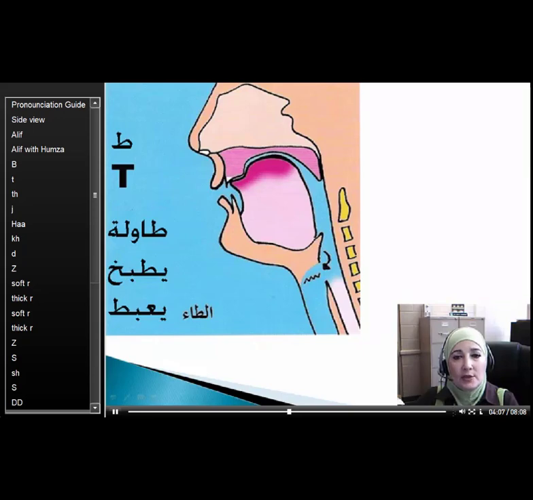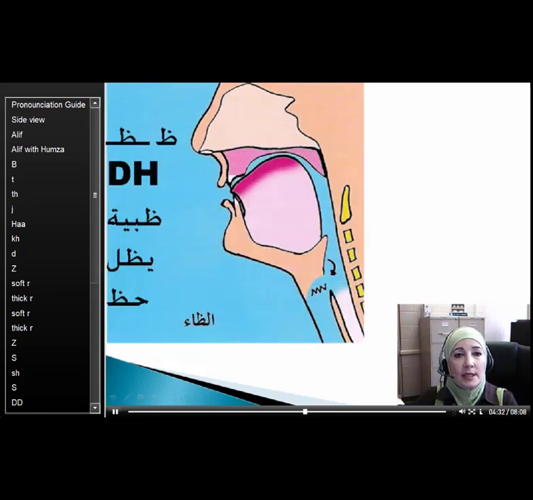Another tough sound. Look how much of the tongue is involved. While it's almost all the way up, only one part of it is touching. It's not ta. Very thick, emphatic sound.